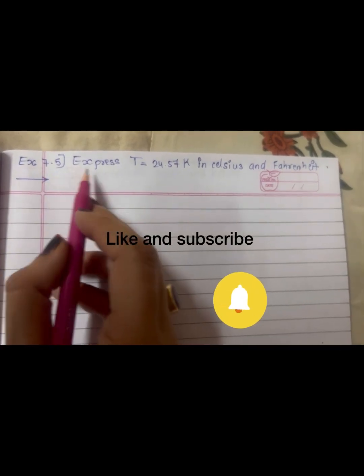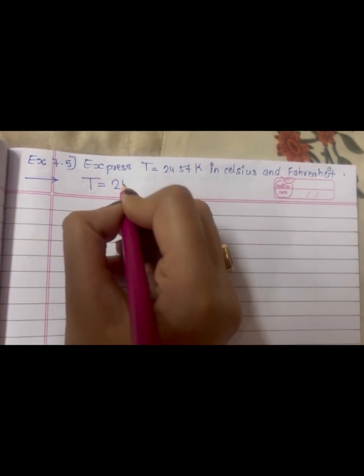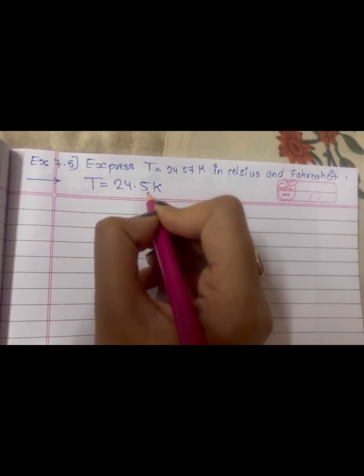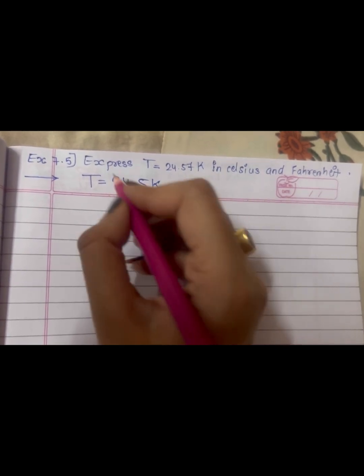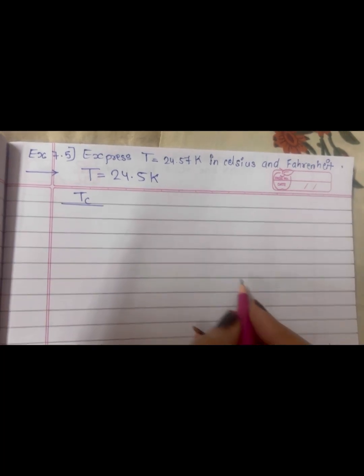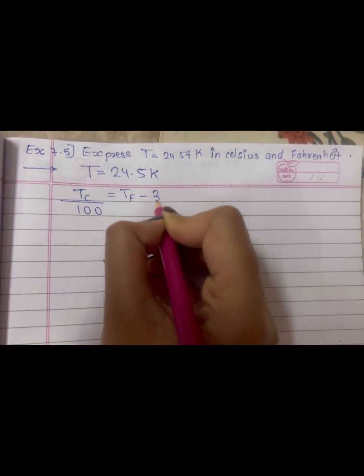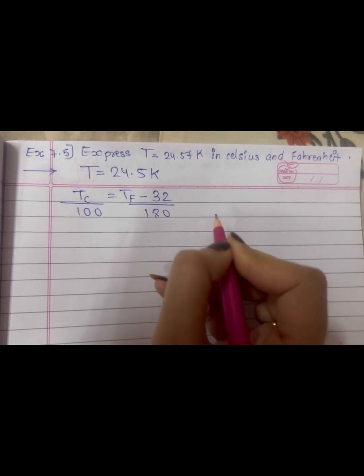Starting with example number 7.5. Express the temperature in Celsius and Fahrenheit scale. So a temperature is given, 24.57 Kelvin. They are asked to convert or express it in Celsius and Fahrenheit scale. We'll go to the relation, that is Tc upon 100 is equal to Tf minus 32 upon 180.